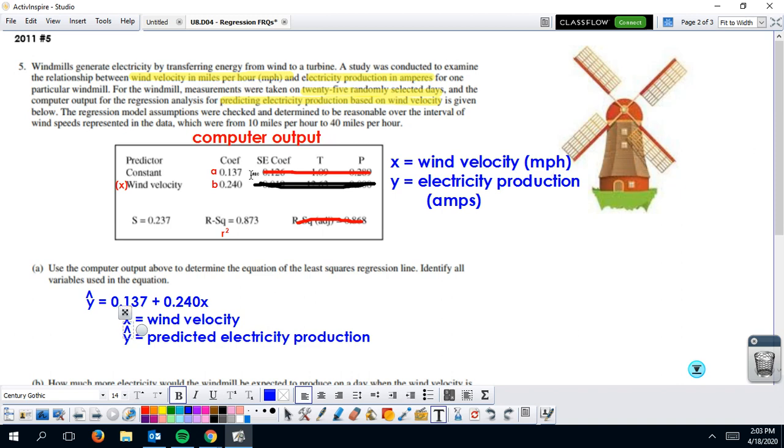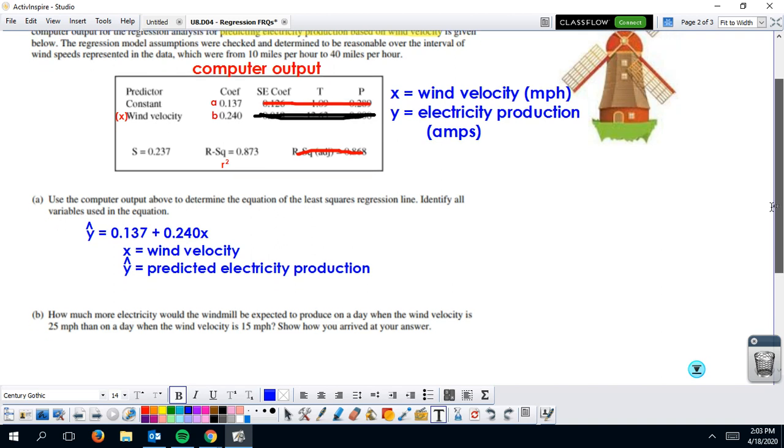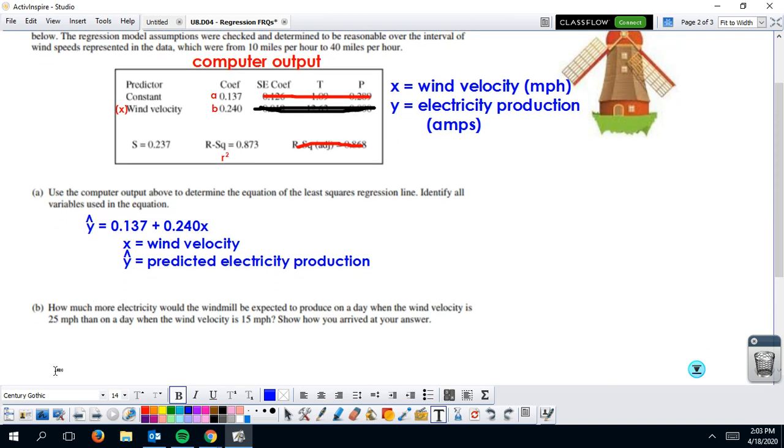All right, let's just look at a couple other questions. I don't want to do too much of this, so you have a lot of other things to do. How much more electricity would the windmill be expected to produce on a day when the wind velocity is 25 than on a day when the wind velocity is 15? These are just two different x values. So for this, I would plug in 25 for x and then plug in 15 for x and then subtract. I'm not going to worry about doing that, but the answer is 2.4.